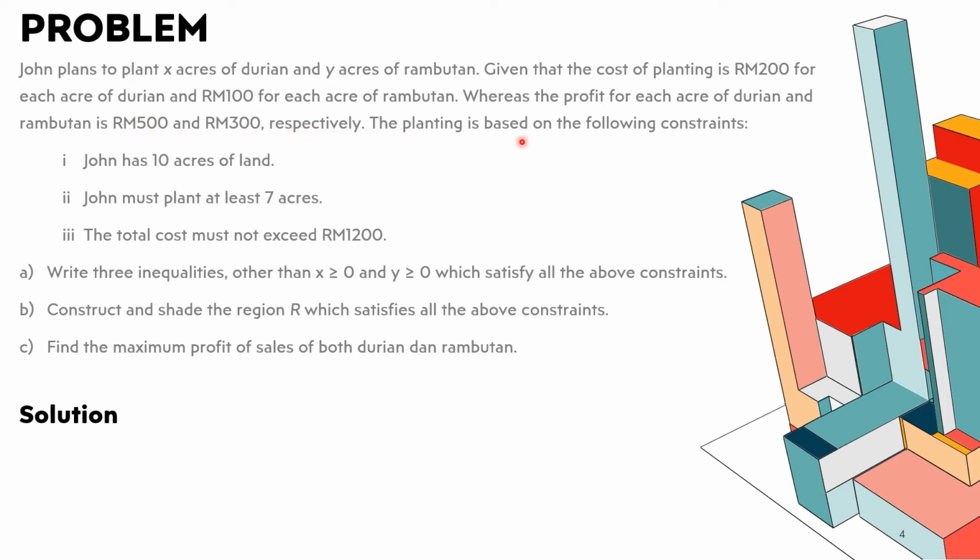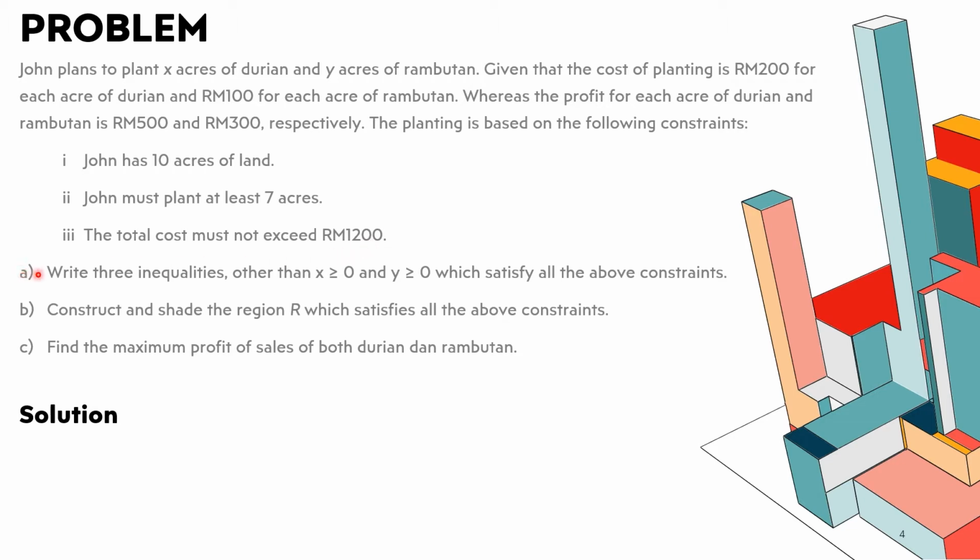The planting is based on the following constraints. First, John has 10 acres of land. Second, John must plant at least 7 acres. Third, the total cost must not exceed Rm 1200.